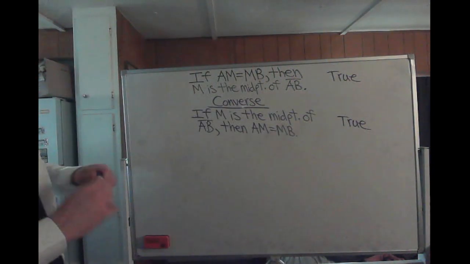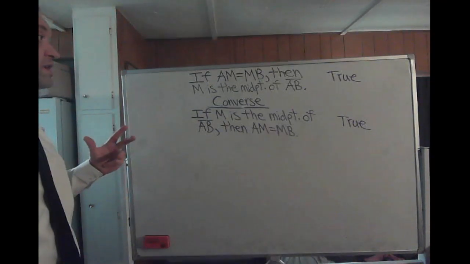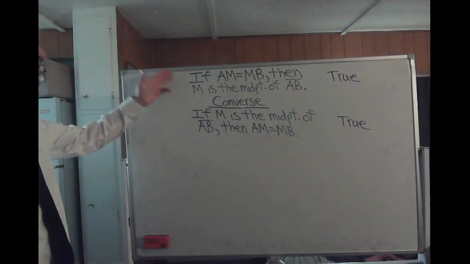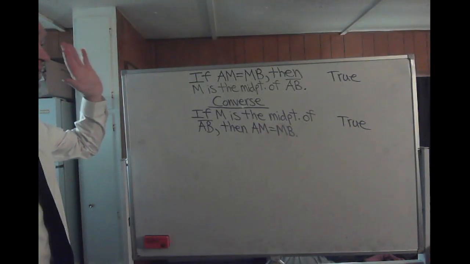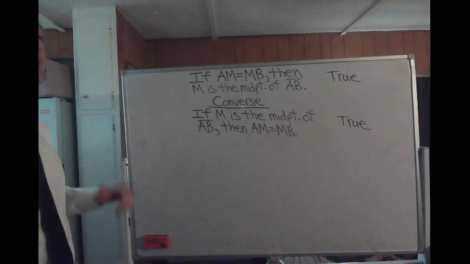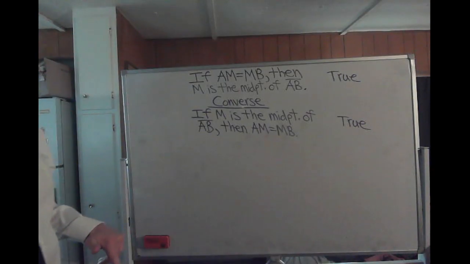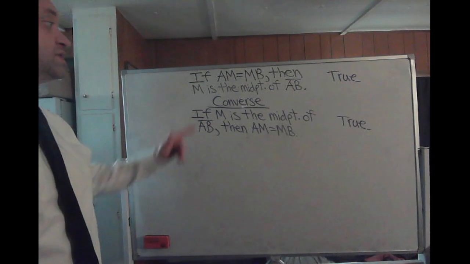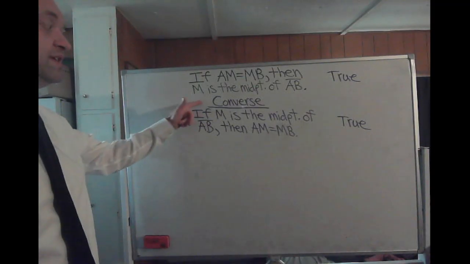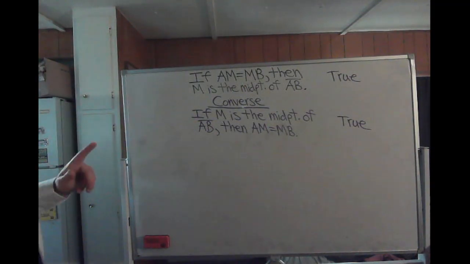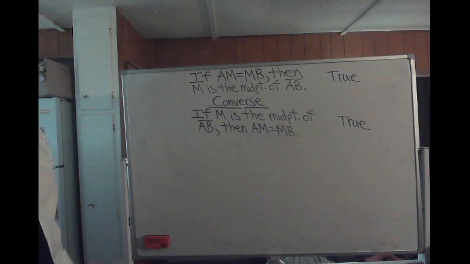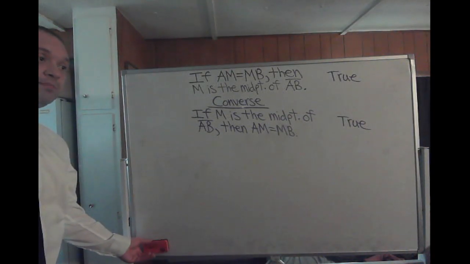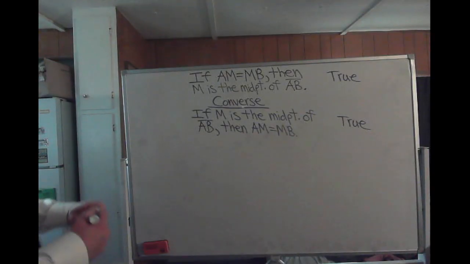Now, often the contrapositive and the original are always logically equivalent, but sometimes, but not always, the converse will be too. If the converse is also logically equivalent to the original, and in this case it is, then you can form, again, what's called a biconditional. That states that AM equals MB if and only if M is the midpoint of AB. That means that both the original and converse are true.